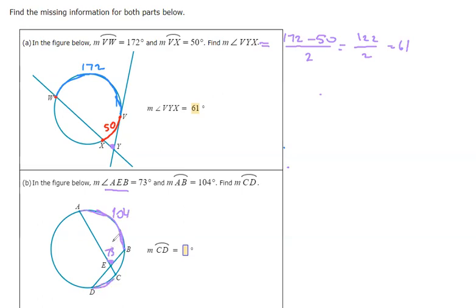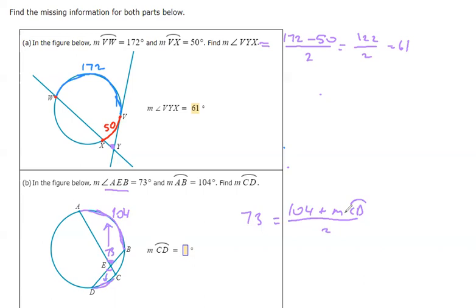What I mean is that the 73 is the angle between these two chords, and this angle is opposite to this arc. Since this 73 is the same as this one because they are vertical angles, and that angle is opposite to this arc, the angle between those two chords, which is 73, is equal to the average of those two arcs. So 104 plus CD, and divide by 2.